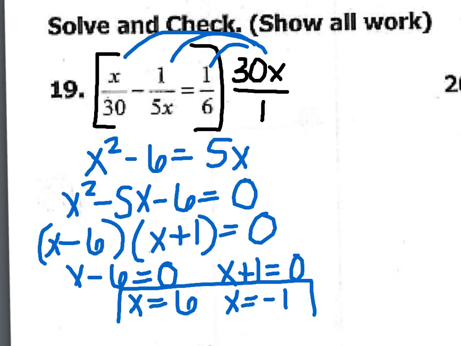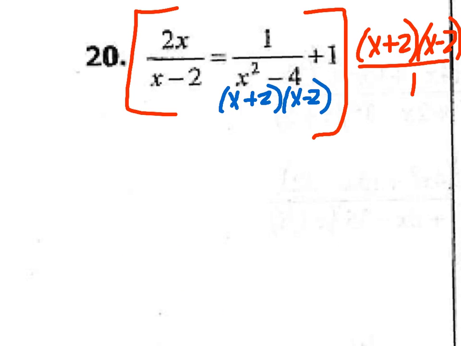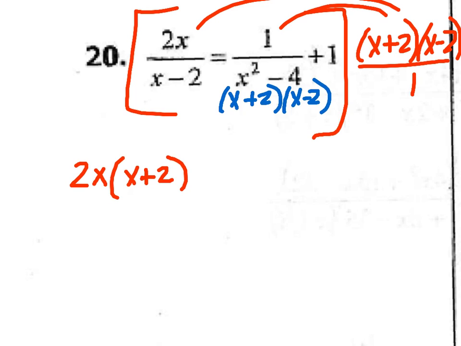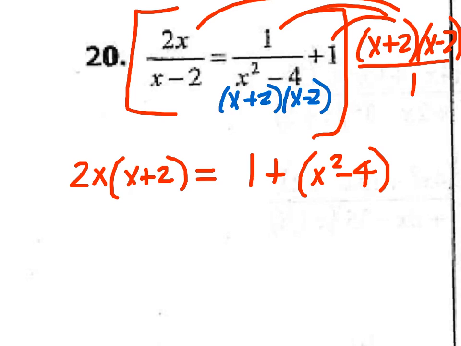Okay, number 20, I factored that x squared minus 4, and I found that the LCD is x plus 2, x minus 2, so I'm going to go ahead and distribute. So I have 2x times x plus 2 equals 1, because everything cancels out, plus, I'm just going to write this x squared minus 4, because that is x plus 2 times x minus 2. Now I'm going to go ahead and do my work here. 2x squared plus 4x equals x squared minus 3.